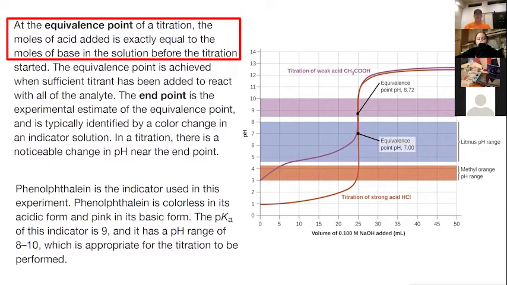So this is what we see if we measured the pH during our titration: we get dramatic changes in the pH the closer and closer we get to the equivalence point. And the equivalence point is the point at which the moles of base precisely equal the moles of acid.